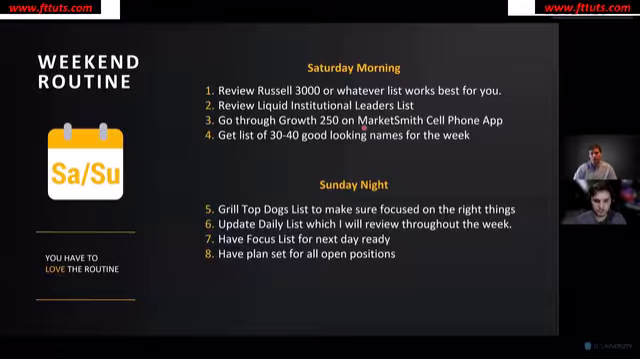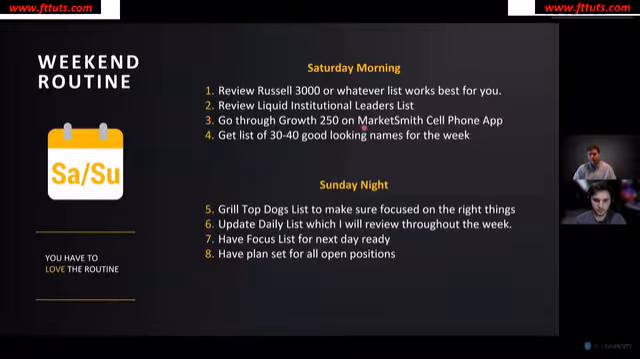But really, Saturday morning, I'm trying to have my list of 30 to 40 good-looking names for that daily list. A lot of the time, maybe 75% of the names are the same as the week before. Saturday morning, like literally right now, is when I'm doing this, usually even a little earlier. My kid goes down from like 8:30 to 9:30. That's a good time for me to do this stuff.